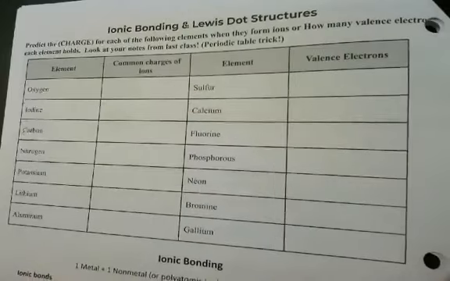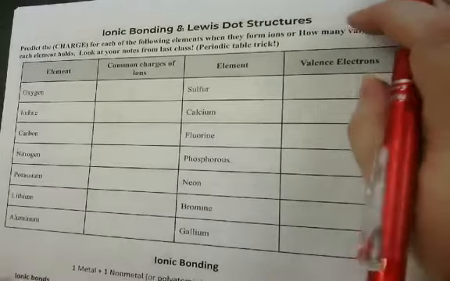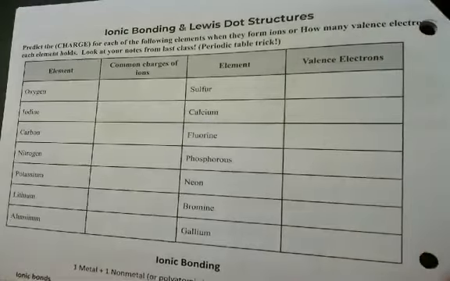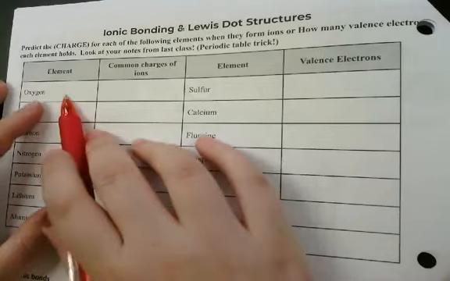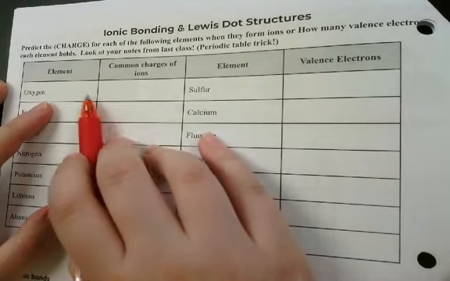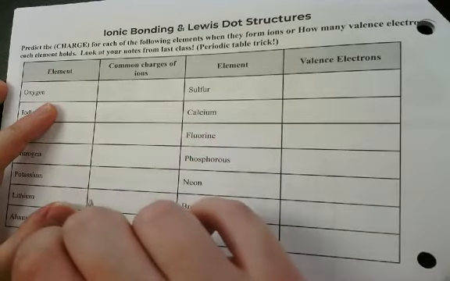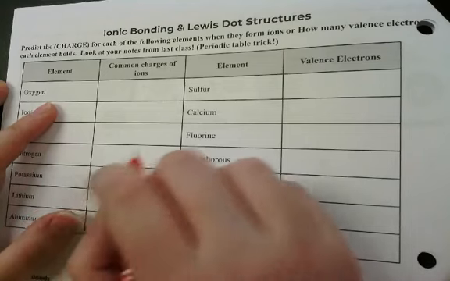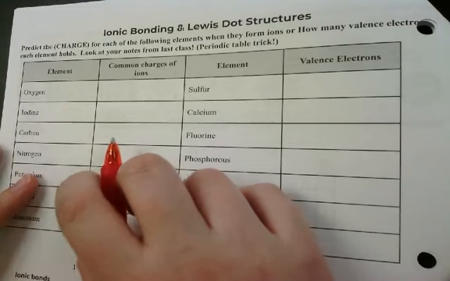So now let's talk about how to draw these things called Lewis dot structures. Okay, now, the first thing we're going to do before we draw Lewis dot structures is determine how many valence electrons an element has and what its charge might be. So, here we have oxygen. Oxygen, I want to know what its charge would be. So what group is oxygen in? Oxygen is in group 16. So what is its charge going to be?